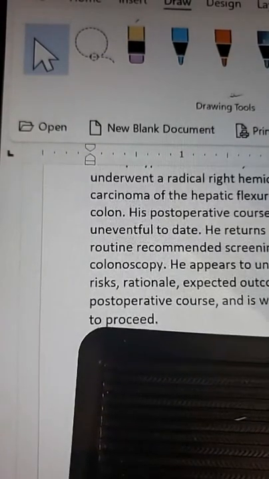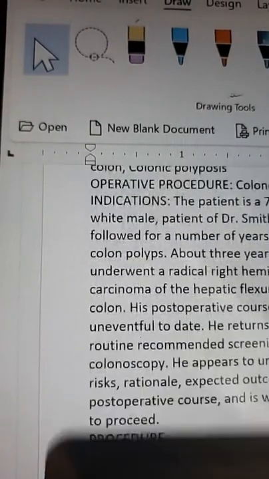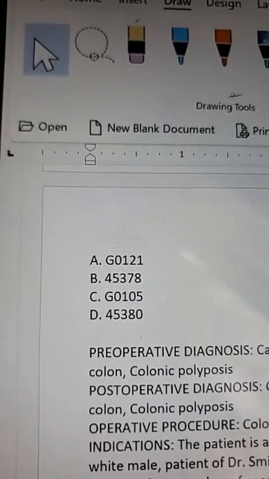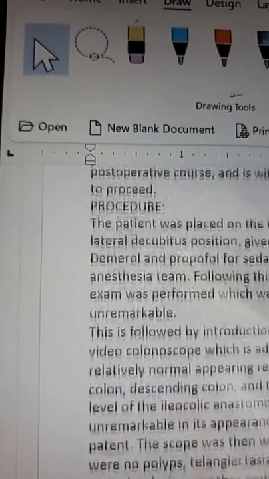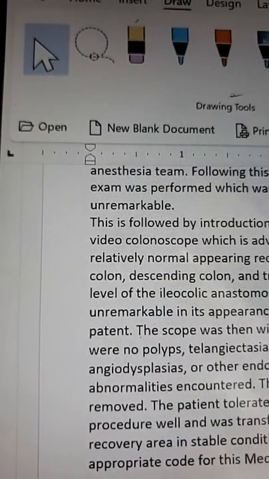So now that you know that you have a Medicare patient and that you are doing a polyp removal of a Medicare patient, what would be your answer?